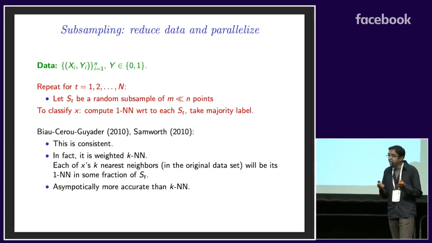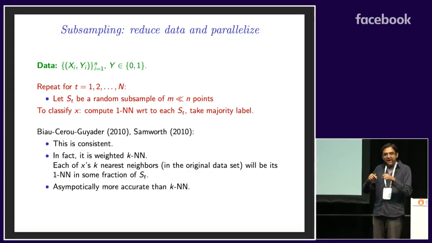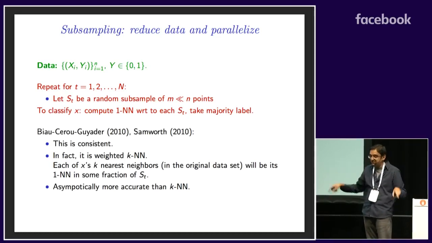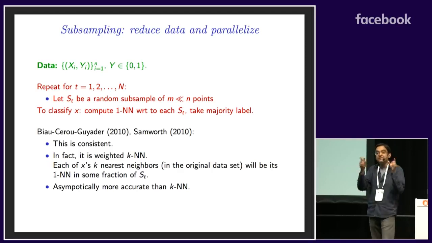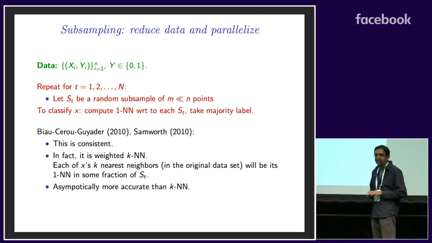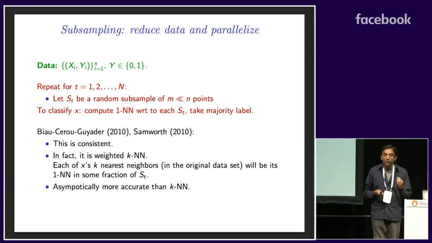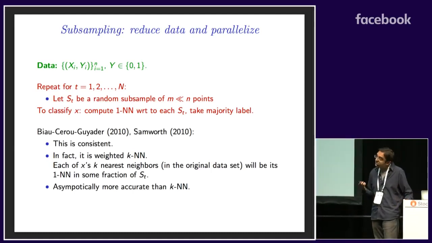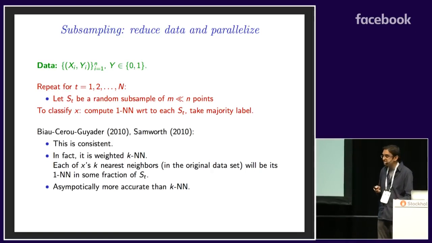And in fact, you can think of it as a kind of weighted k nearest neighbor. Because if you look at the k nearest neighbors of a query point in the original data set, there is some probability that any one of those k nearest neighbors will be the one nearest neighbor of the point in one of these subsample data sets. And that enables us to think of it as a sort of weighted k nearest neighbor. Okay, and asymptotically, this turns out to actually be more accurate than k nearest neighbor. So it's kind of an interesting method. It's got good theoretical properties and good empirical behavior.